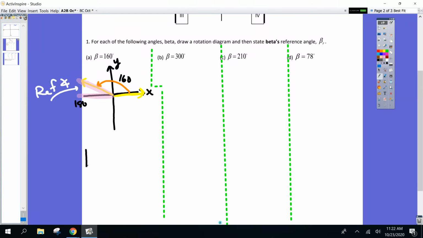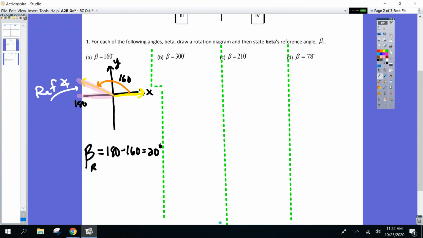So here's how we're going to write that. Beta. You get to draw your own Greek symbol there. Beta. And I'm going to put a little r as the subscript to mean reference angle. So if I see the r there, I'm talking about the reference angle. And Katie just said take 180 minus 160, and you'll end up with 20 degrees. There's my reference angle.